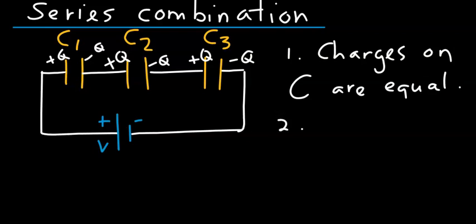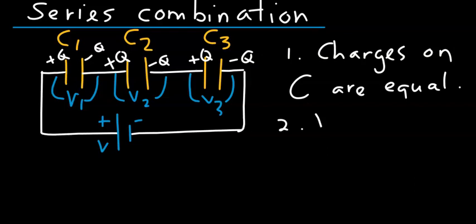Property 2 is regarding the potential difference. Let's assume that the potential difference across capacitor C1 is V1, across C2 is V2, and across C3 is V3. So the second property says the overall potential difference provided by the battery must be the same as V1 plus V2 plus V3. The potential differences across the capacitors connected in series add up.